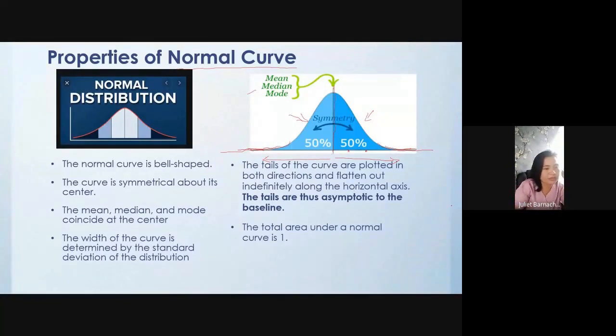The total area under a normal curve is 1. This whole bell, if there is 50% on one side and 50% on the other side, in short, that is 100%. Its percentage is 100%. Its probability is 1. If this is 50%, converting to decimal, that is 0.50. On the other side, the probability is also 0.50. So when we add 0.50 plus 0.50, the probability of the whole normal curve is 1. So let's move on.